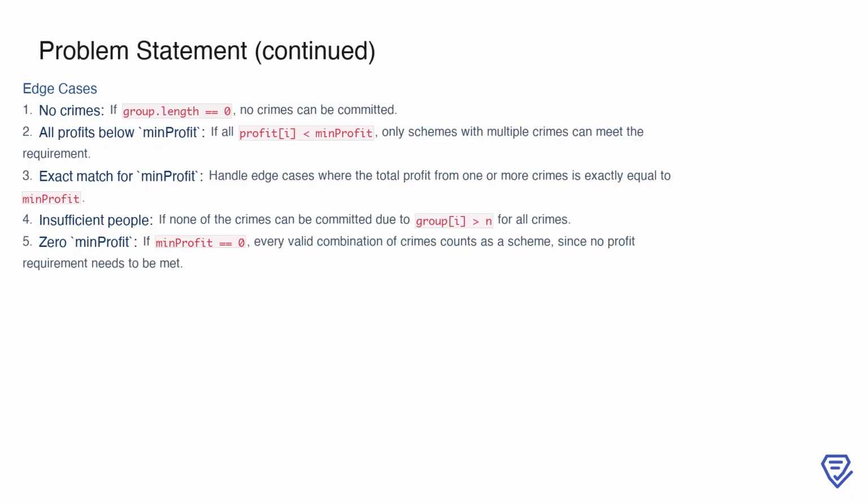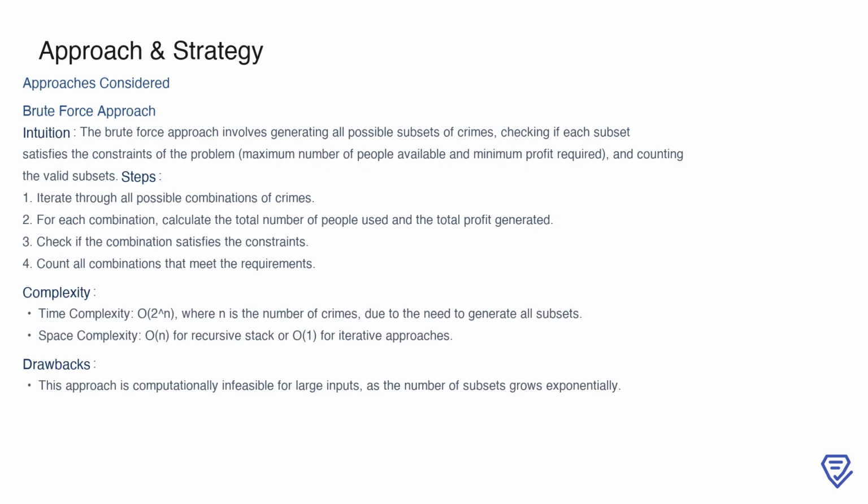If the number of people required for each crime exceeds the total available, no schemes will be valid. Finally, when min profit is 0, every valid combination of crimes counts as a scheme, since there's no profit requirement to meet. These cases highlight the need for careful handling of different input conditions to ensure accuracy in solving the problem. To begin, let's consider the brute force approach.